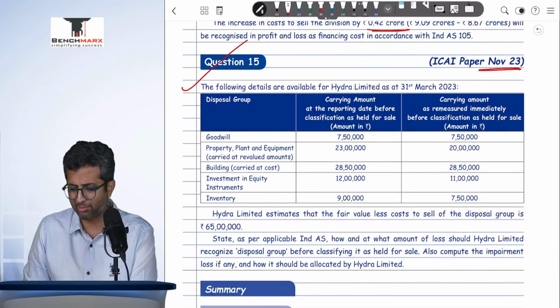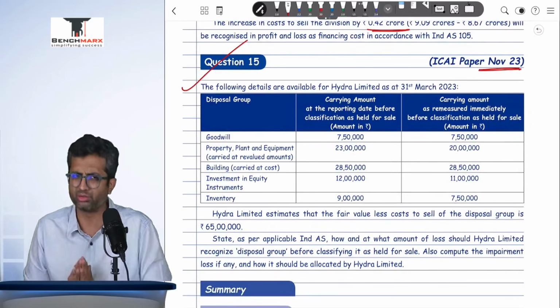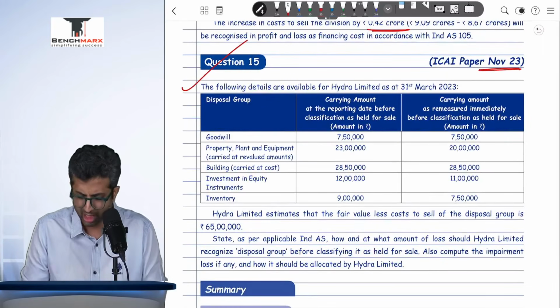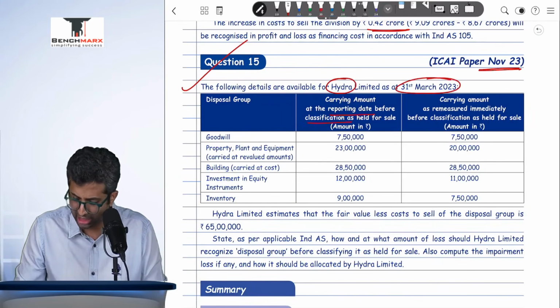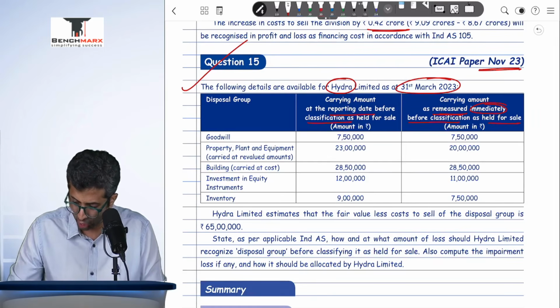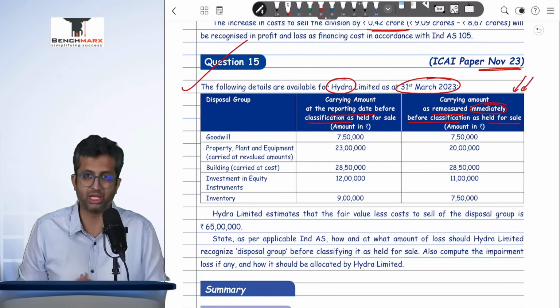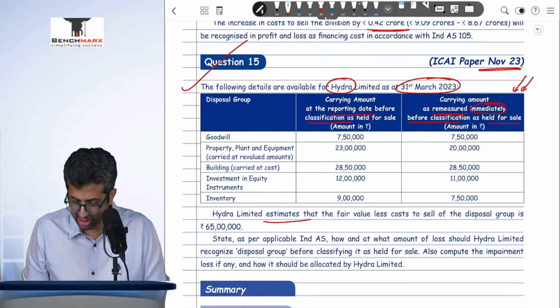From your exam paper, there could have been an alternative treatment over here, but Institute has done this directly. So following details are there for Hydra on 31st March. You have the carrying amount at the reporting date before the classification is held for sale, and carrying amount is remeasured immediately before the classification is held for sale. So there is goodwill, PP, building, investment in equity shares, inventory, all of this is given. You will have to look at this column because this is on the date it is classified as held for sale. Hydra estimates that the fair value less cost to sell is 65 lakhs.